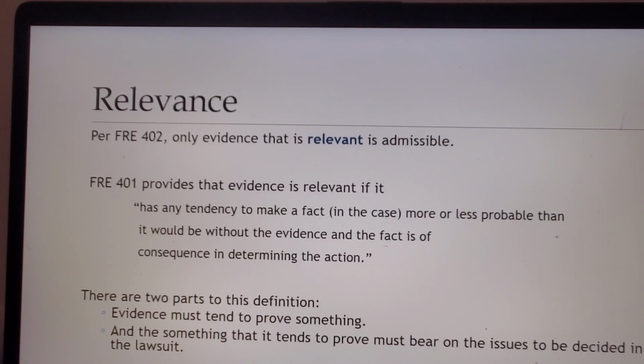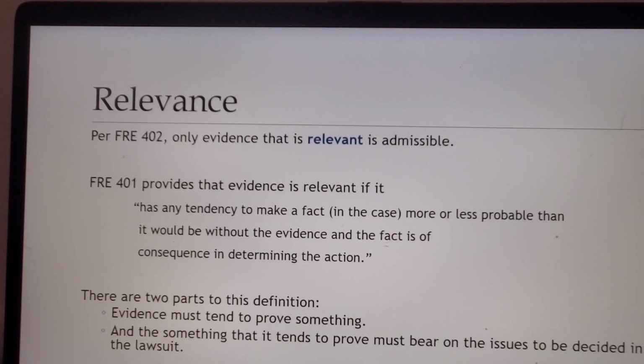At a baseline, before any other rule of evidence is considered, the question must be asked whether the evidence that a party wants to proffer is relevant to this case. That is, does it have probative value in this case? Does it make a determination about any of the facts in dispute in this case any more or less likely? And that's what relevance means.